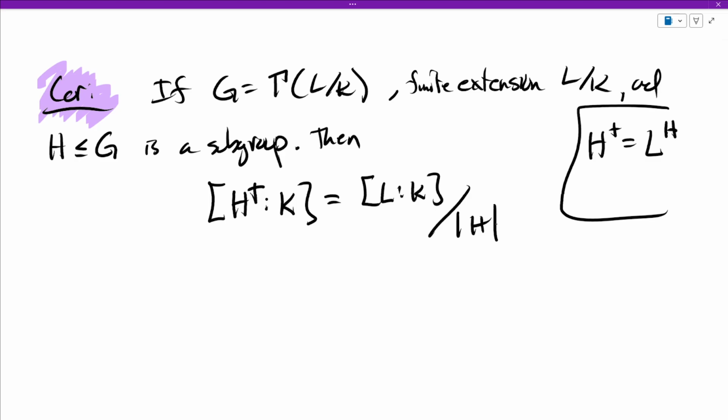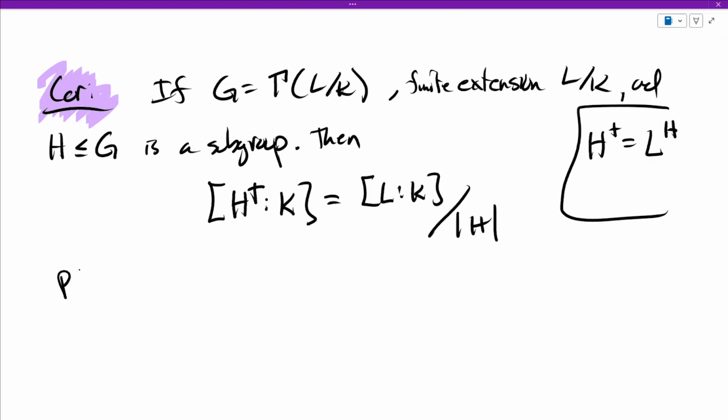Let me point out something. When the order of the Galois group happens to be the degree of L over K, so this will happen when the extension is finite and normal, then on the right-hand side, we're going to get the index of H in G, because this degree part, this guy here, is just going to be the order of the group. Okay. So there's some relationships between the degree of the field extension and the index of the subgroup.